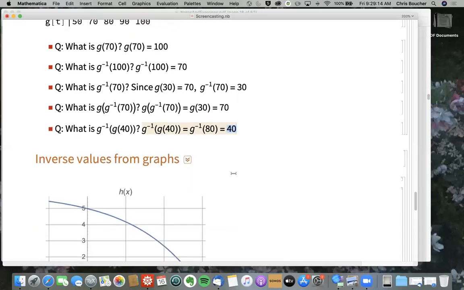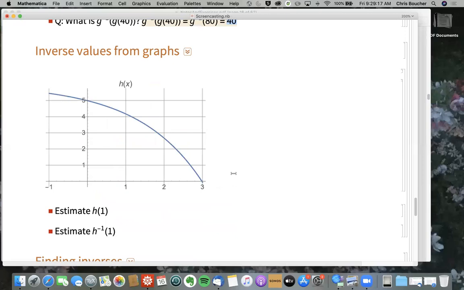Okay, let's talk about recognizing some inverse values on graphs. So here's a piece of a graph of a function h of x. Let's estimate h of 1. So notice in this first one, there's no inverse here. It's just estimating a function value. So all I have to do is go to the input 1, which is right here where the cursor is, and figure out what the output value is. And it looks like that output value is a little more than 4. I'll call that 4.25 or so.